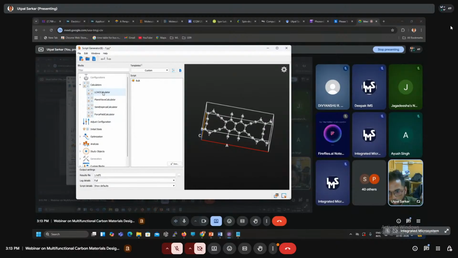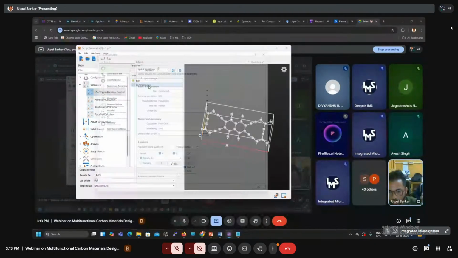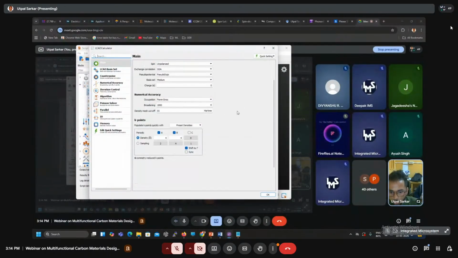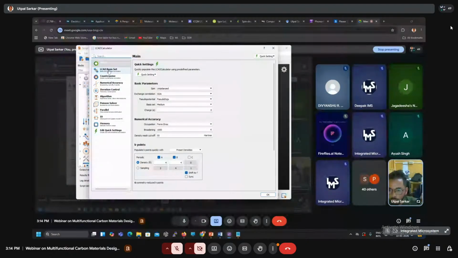So we will choose the LCAO calculator. LCAO means linear combination of atomic orbitals. Now we will choose the convergence parameters. Suppose our converged density mesh cutoff is 100, and the K point is 10, 10, 1. Since it is 2D, the K point should be x, y, 1. When it's along the z direction, it should be 1. So these are the converged K points, and 100 Hartree is the converged density mesh cutoff.